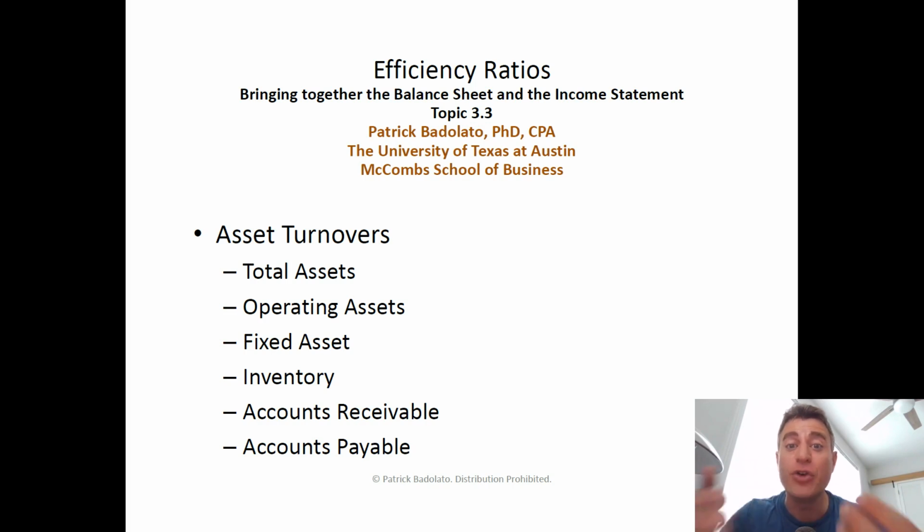So again, for all of these, the numerator is effectively revenue. The denominator is the average of the asset or asset category during the year. And each of them tells slightly different stories, right? Total, operating, fixed, but each tells us some degree of how efficient they were at using whatever's in the denominator. So using total assets, using operating assets, using fixed assets.